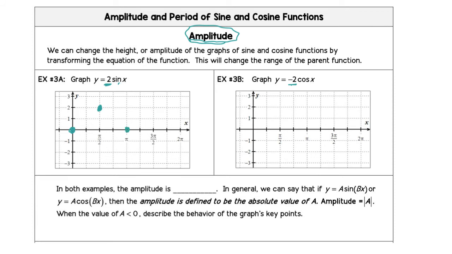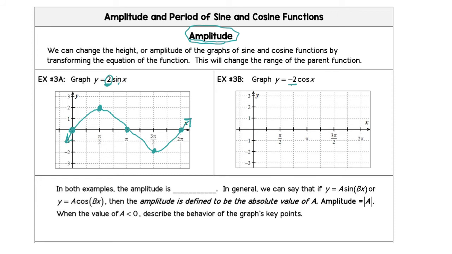3 pi over 2 was -1, but we're multiplying by this 2 here, so that's going to give me -2. And then back around at 2 pi is 0. So again, connect your dots with a nice curve and put your arrows on it.